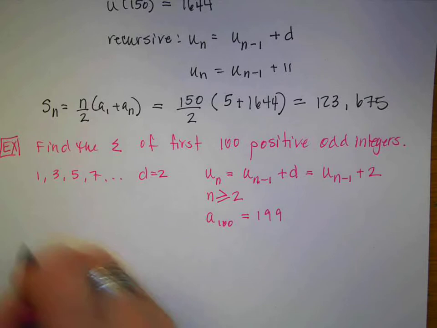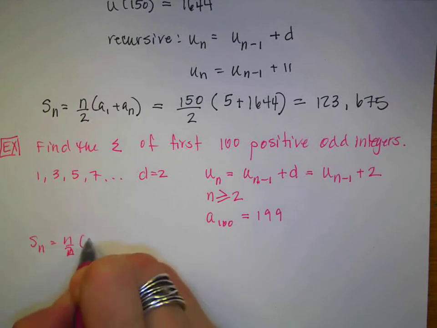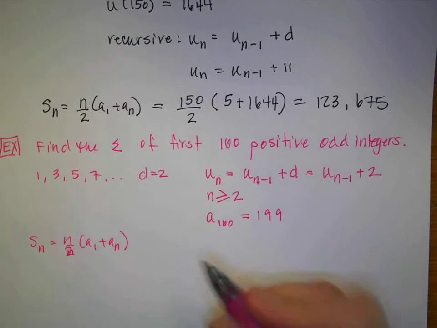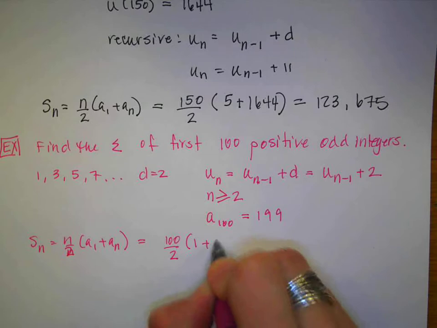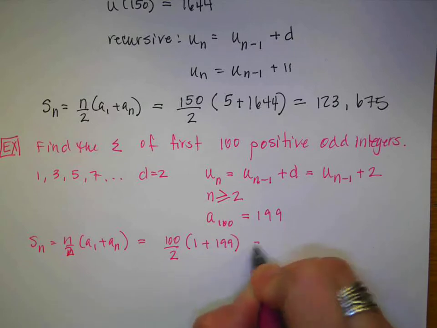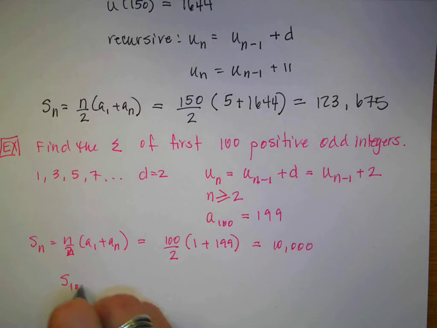And again, I would enter this in my calculator. I would find the 100th term, and then I'm just going to do my handy-dandy formula, which just says that S sub n is n over 2, a sub 1 plus a sub n. Well, I'm summing the first 100 terms divided by 2. First term was 1, last term was 199. Do that math in my calculator, and I get 10,000. So the sum of the first 100 positive odd integers is 10,000. If I wanted to report it very nicely, I would write it like that.